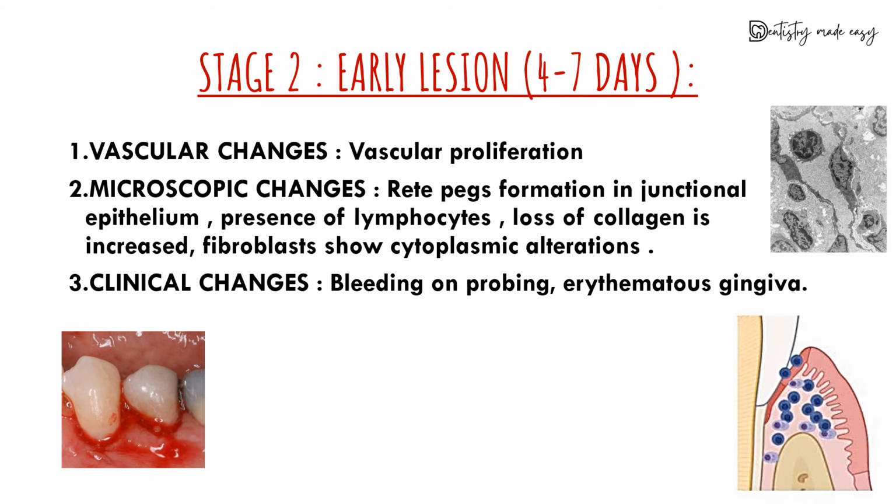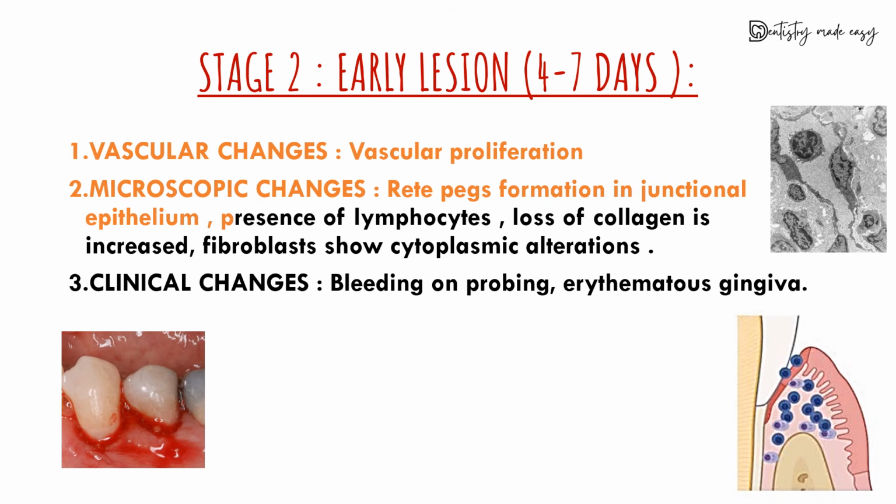So again, a quick recap of stage 2. The vascular changes will be angiogenesis, that is nothing but the vascular proliferation. Microscopically, you will see the rete pegs which are formed in the junctional epithelium. The cells which are present are the lymphocytes. Then the collagen is lost. Then the fibroblasts show cytoplasmic alteration, due to which the capacity of collagen production is reduced.